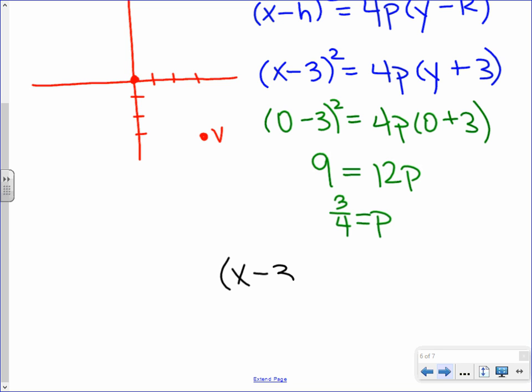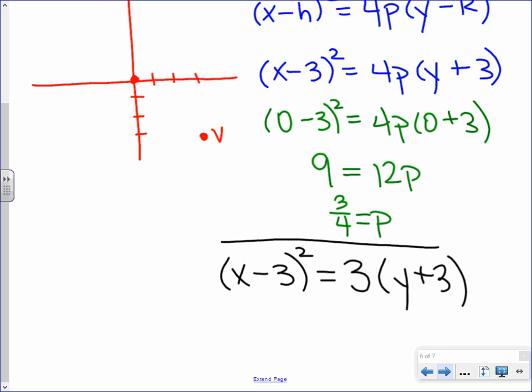So we have (x minus 3) squared equals, don't forget we have a coefficient 4p. 4p would then become 3. And there's our equation. Maybe a couple extra steps compared to the problems before, but definitely something that you can handle without a problem.